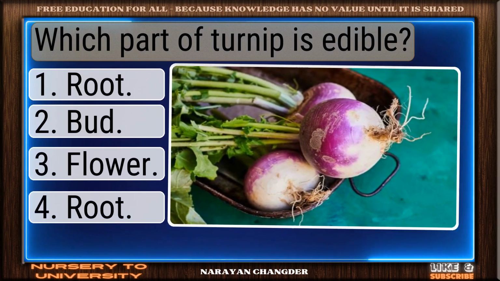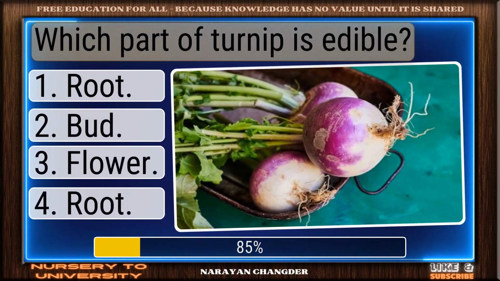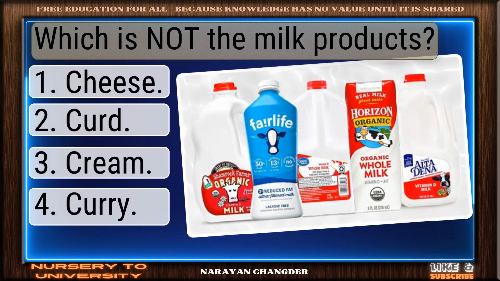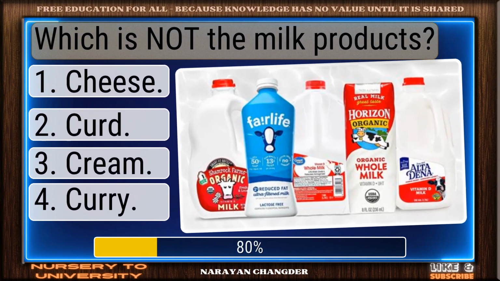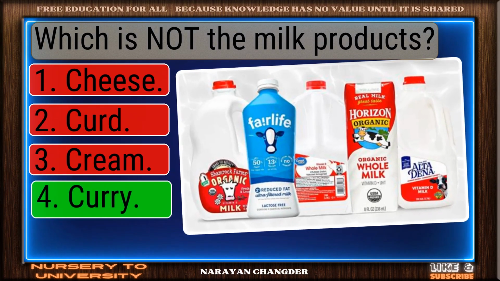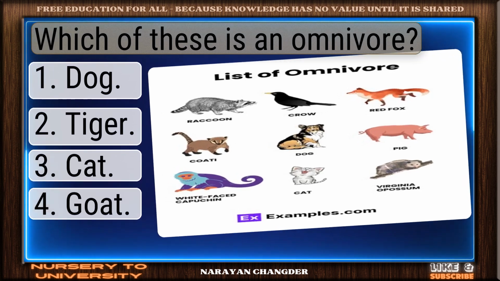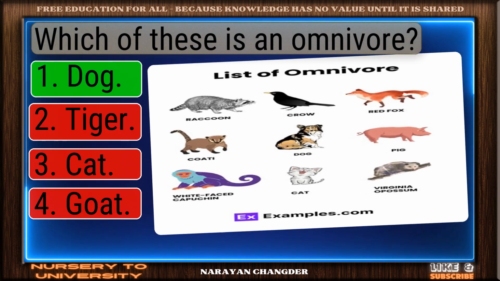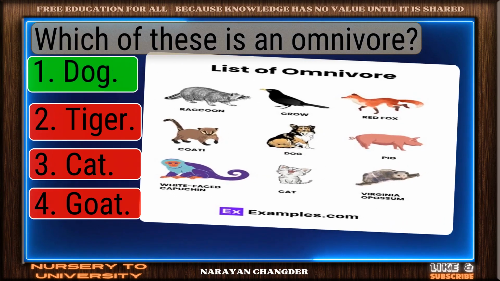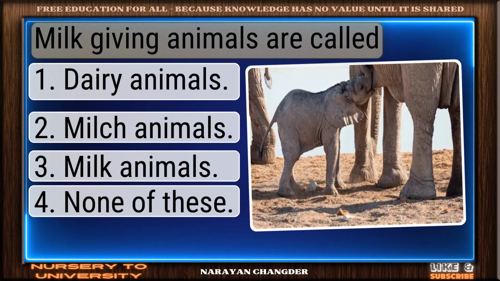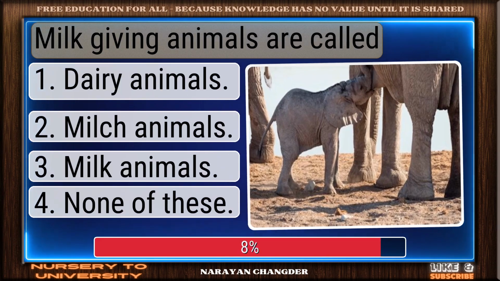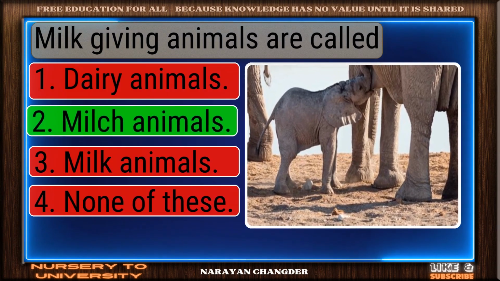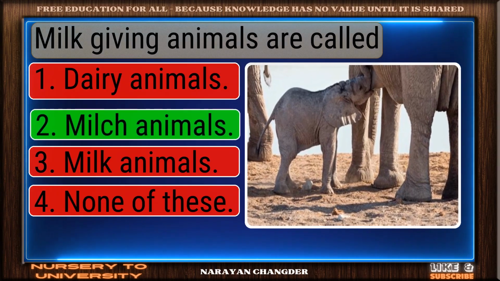Which part of turnip is edible? Excellent. Root is a brilliant choice. Which is not the milk products? Smart move. Curry is an accurate answer. Which of these is an omnivore? Correct response. Dog is the most accurate answer. Milk-giving animals are called. Well reasoned. Milch animals is the correct choice.